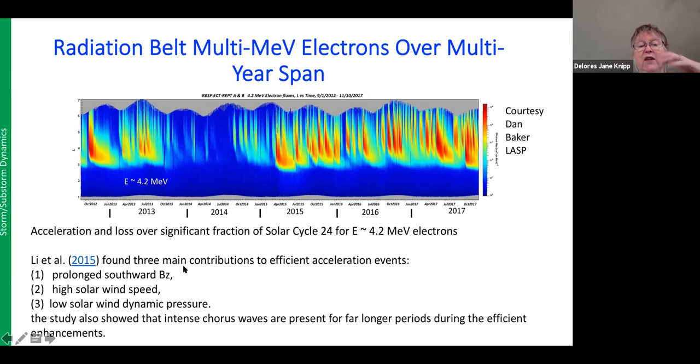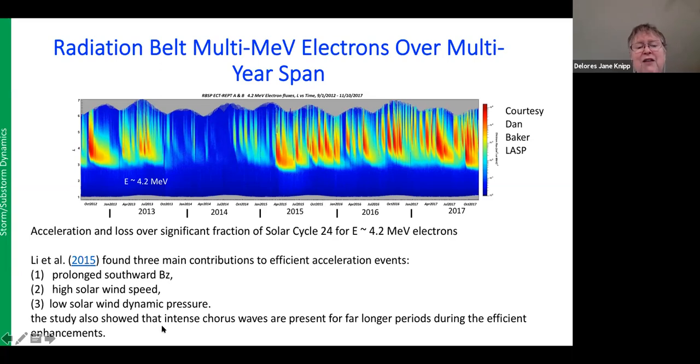Xinlin Li, also at LASP, did a really comprehensive study and found, to no surprise, we need prolonged southward IMF Bz, or at least intervals where it's fluctuating back and forth between Bz north and mostly Bz south. We need high solar wind speeds. We knew that already. But we need relatively low solar wind dynamic pressure. Events where we have a big chunk of plasma ahead of a CME, one of these very large shocked CMEs, can actually tip the system to go the other way, kind of clean out the radiation belts, and then they have to restart. So this understanding of the solar wind dynamic pressure is a new result coming out of Xinlin's paper.